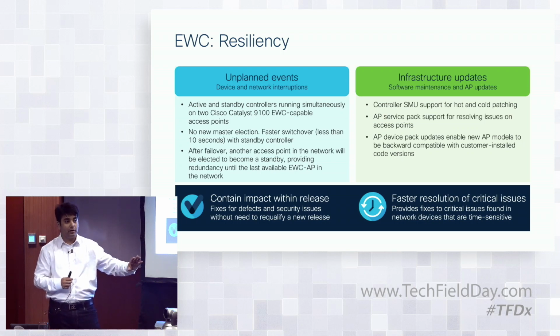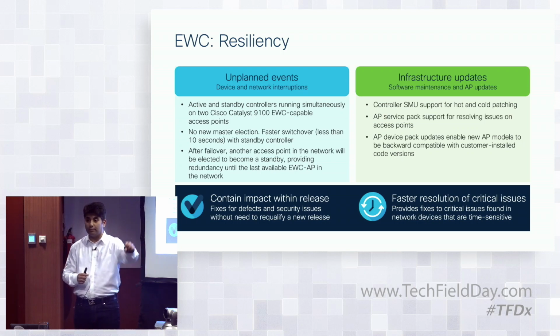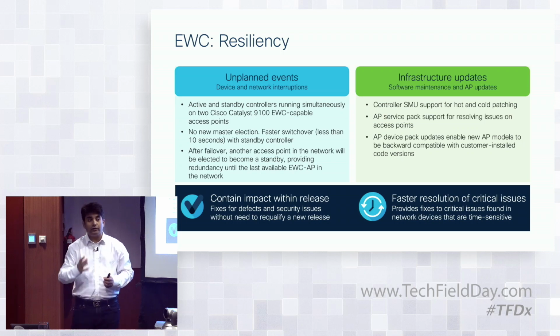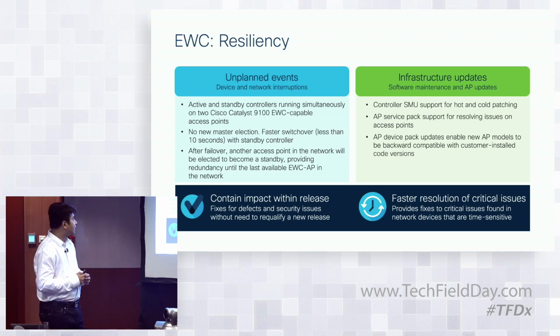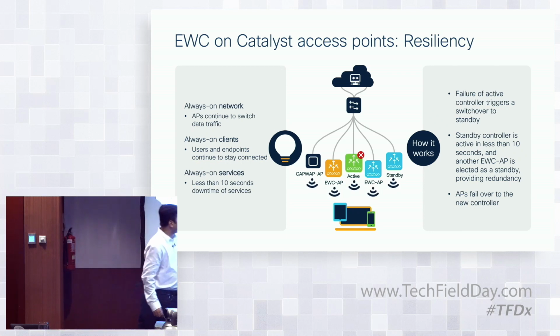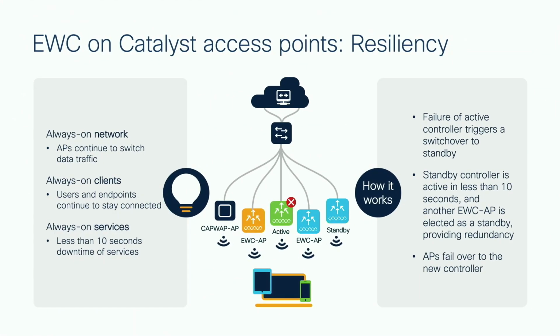There are unplanned events, which means you have no control. All of a sudden, because of a power issue or a vulnerability, some access point can go down. That's an unplanned event, and you have no control over it. And then there are infrastructure updates, which means there is a vulnerability in the software and you have to upgrade it. So how can you do it without any downtime? Let's discuss it. If you look at this deployment, there is an active controller running on one of the Wi-Fi 6 access points, and a standby controller running on another access point. So at any given point in time, there is always an active and a standby controller running on Wi-Fi 6 access points.